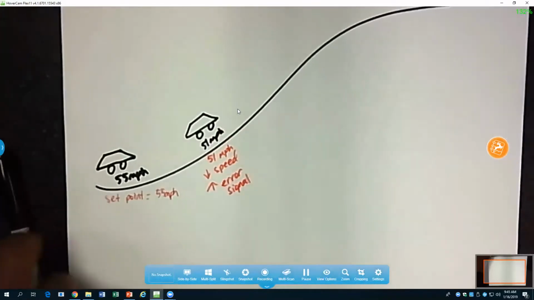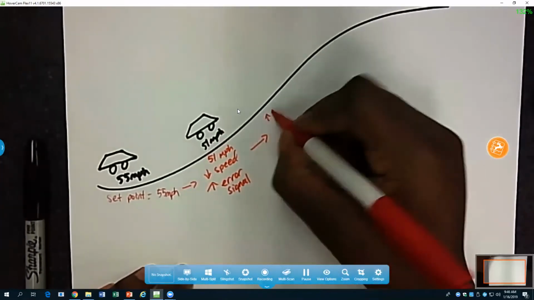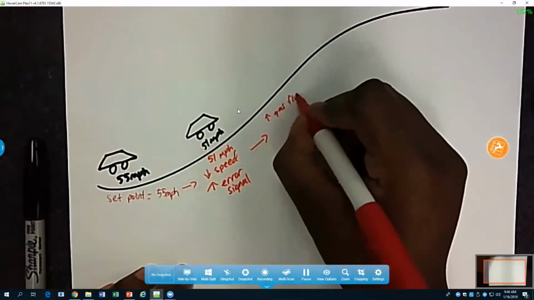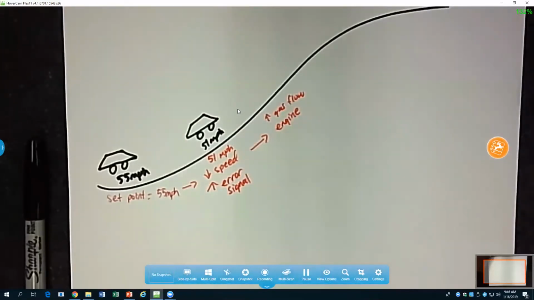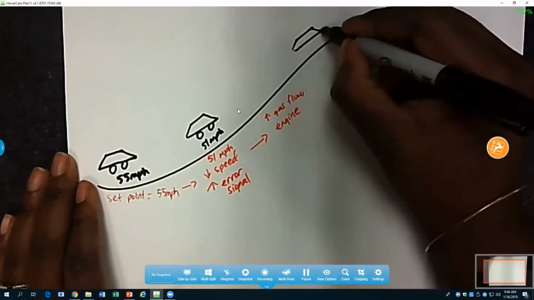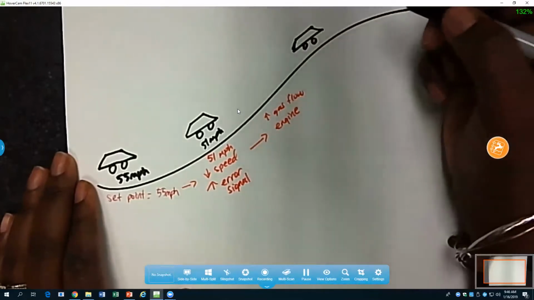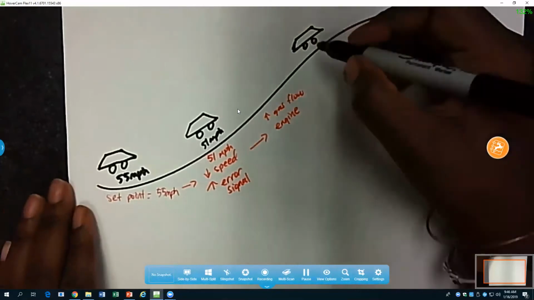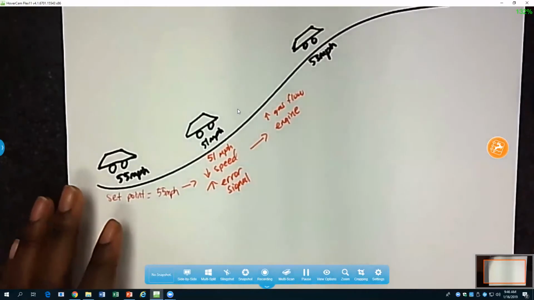Now, the result of that error signal is going to be increased gas flow to the engine of that car. What will increasing the gas flow do? Right, make it go faster. Perfect. So we're going to start to gradually increase our speed once again. Please excuse my car. We're going to gradually increase our speed, and we're going to be back to about 53 miles per hour as we approach the top of the hill.